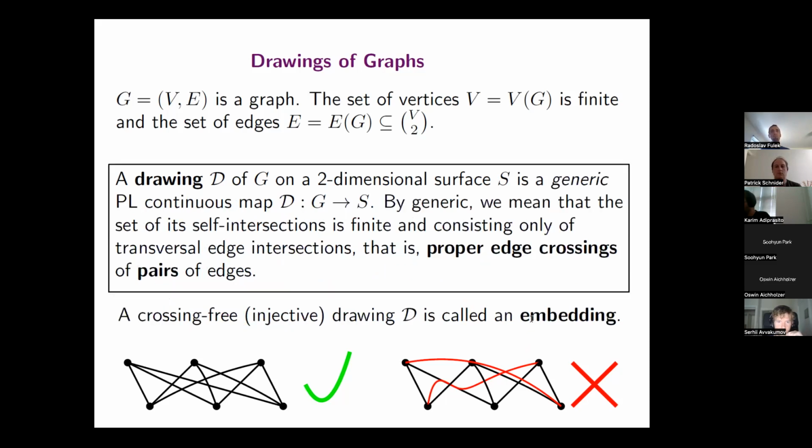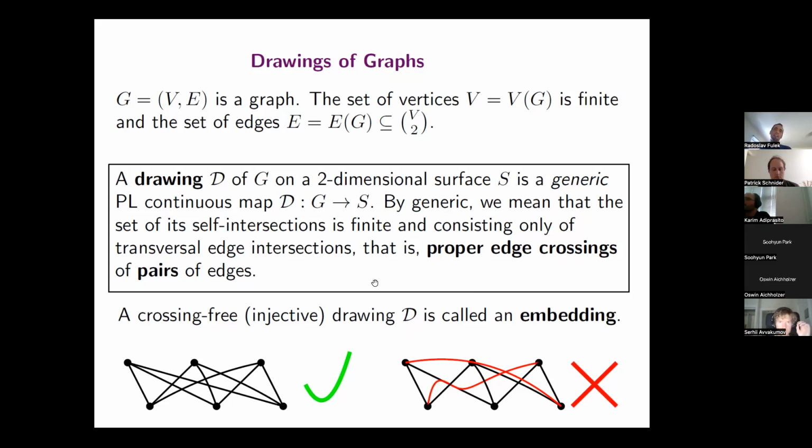So more formally, we would say that the drawing is just a generic piecewise linear continuous map that is sufficiently generic, meaning that all the self-intersections are immune to perturbations, right? So if we wiggle the drawing a little bit, then we don't get rid of a self-intersection. And so we'll consider crossings as something bad, right? So we don't like crossings like in the first puzzle with the roads. We didn't want roads to cross because that can lead to accidents.